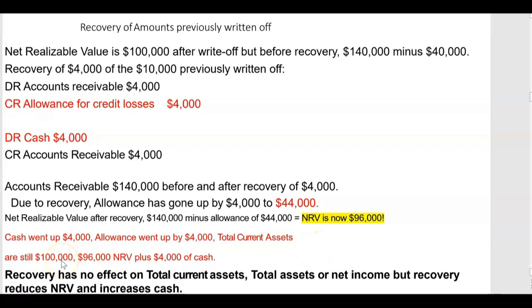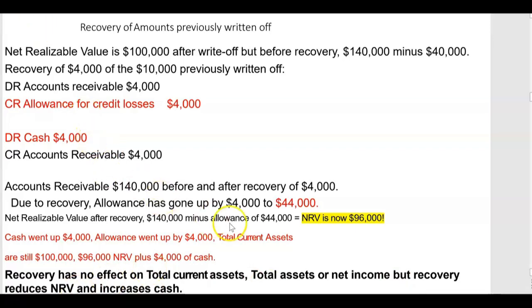Total current assets haven't changed. We have $96,000 of net realizable value of accounts receivable. That's a current asset, plus $4,000 of cash. So total current assets, no change. So recovery has no effect on total current assets, no effect on total assets, no effect on net income. But recovery does reduce NRV and recovery does increase cash.